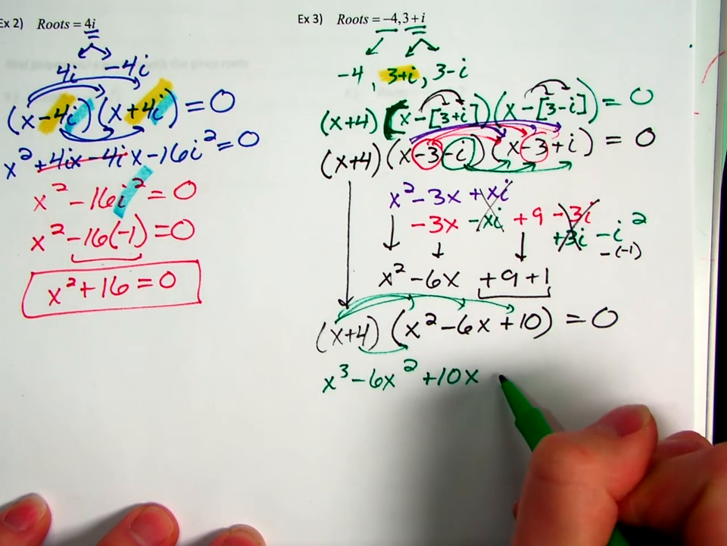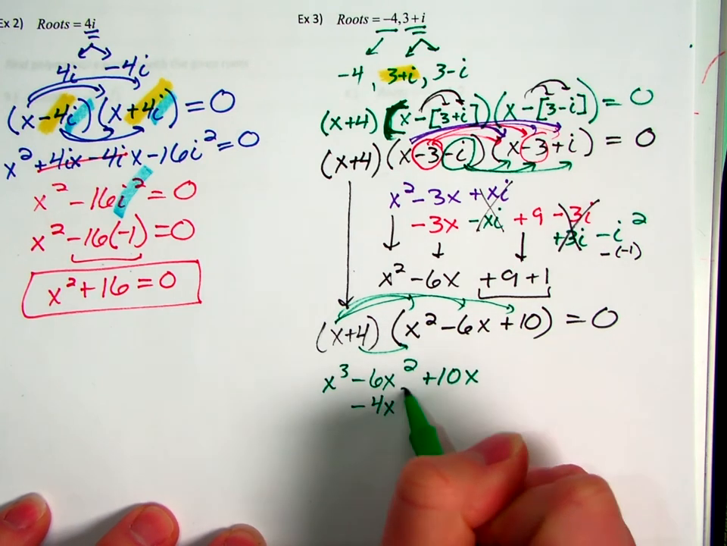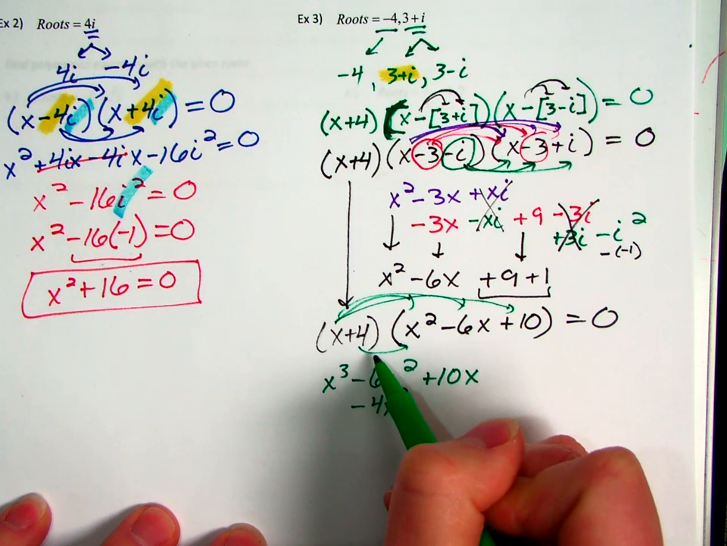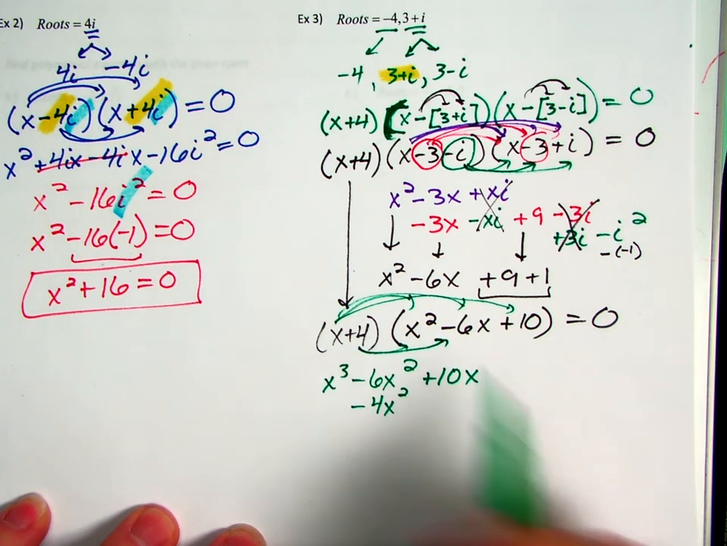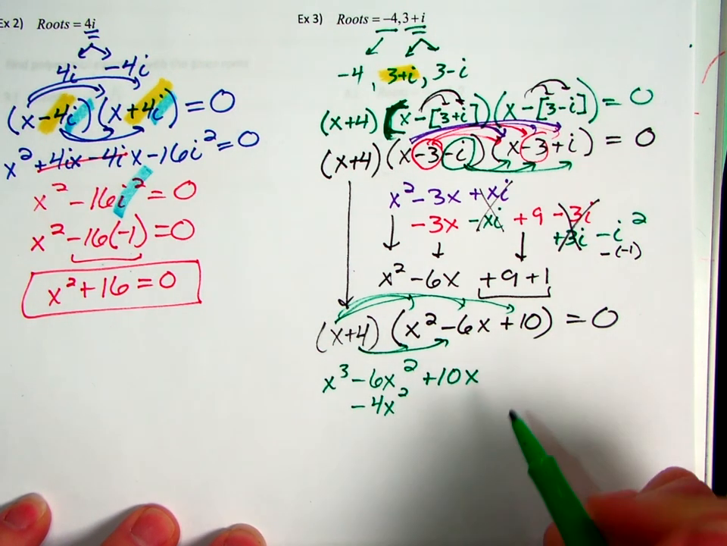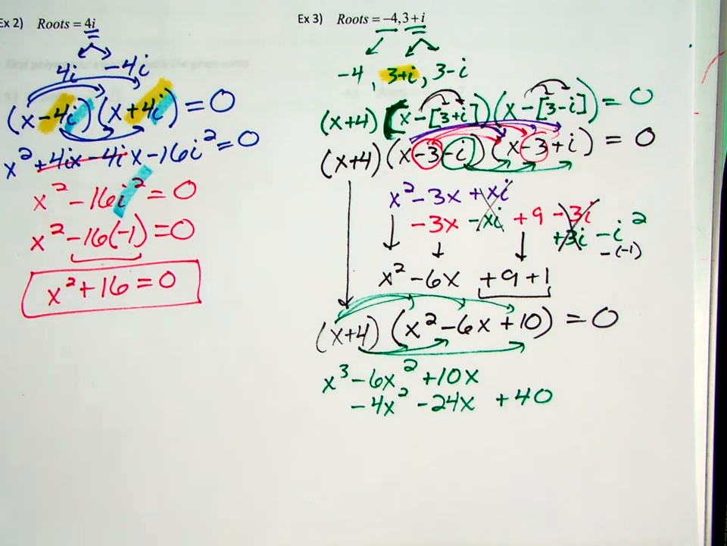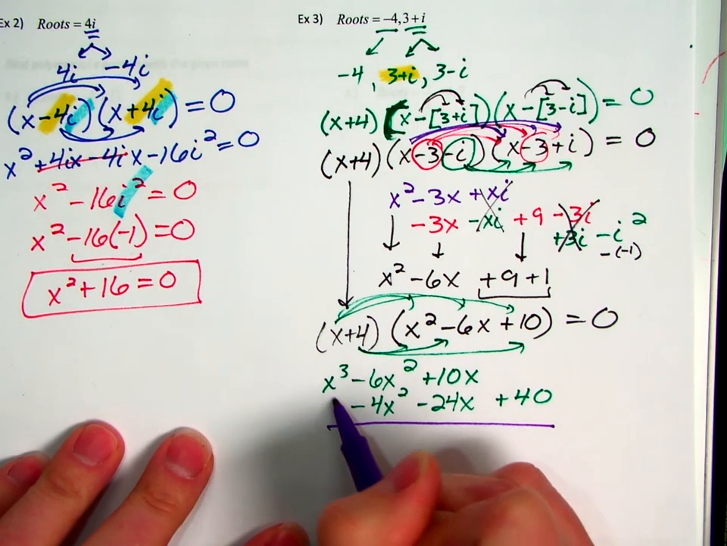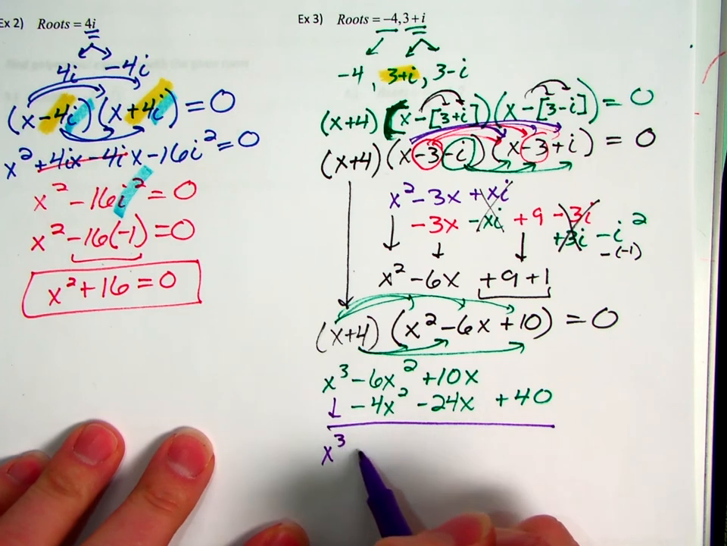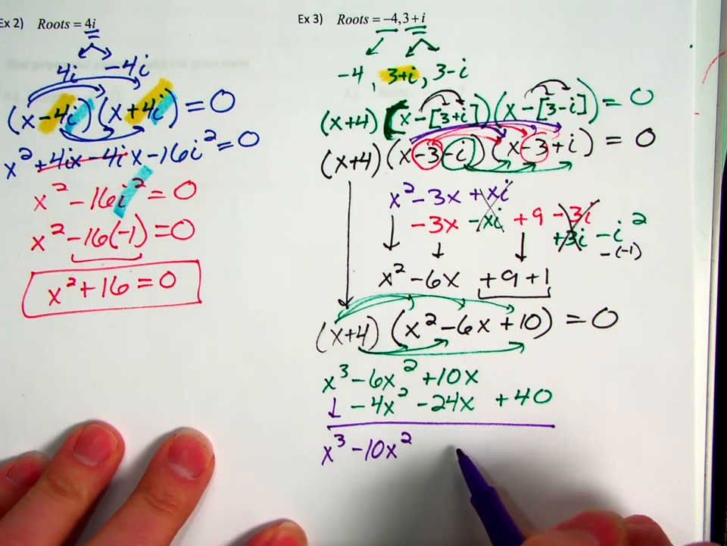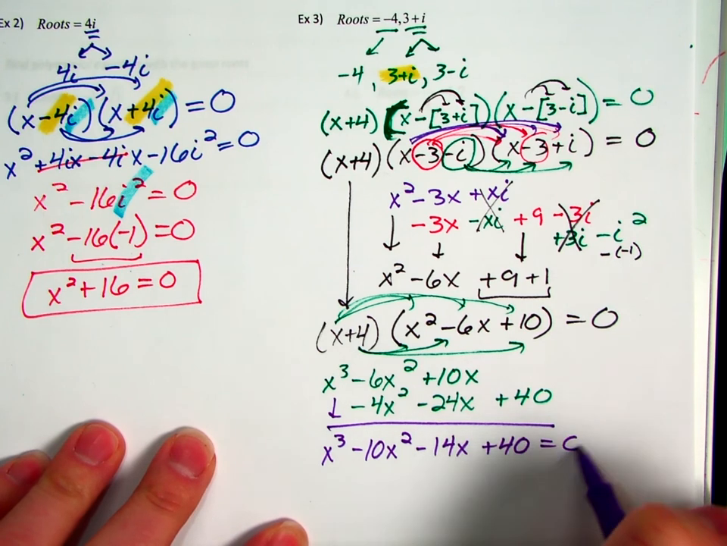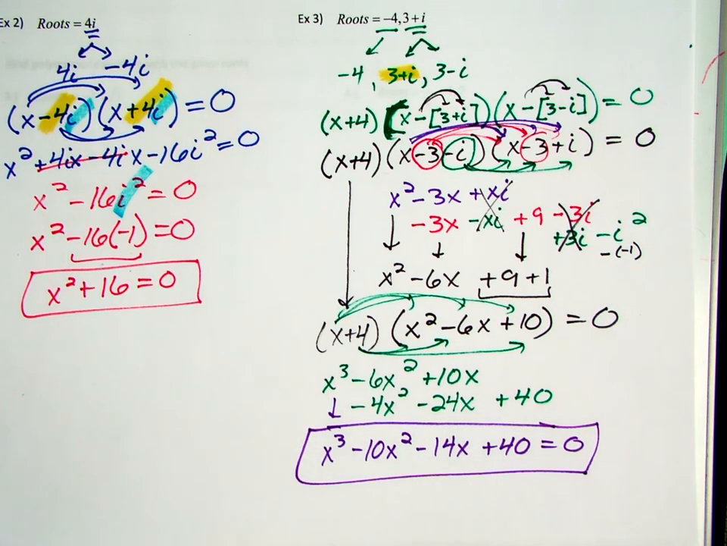Positive 4 times x squared is 4x squared. And again, I like to just line up my like terms to make it easier when I combine them later. Positive 4 times 6x would be 24x. And positive 4 times positive 10 would be positive 40. So now I can go ahead and combine my like terms here to say that we've got our x cubed, 10x squared, 34x plus 40 equals 0 is my original polynomial.